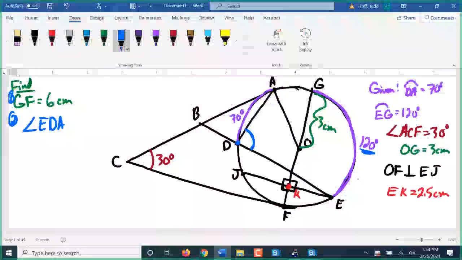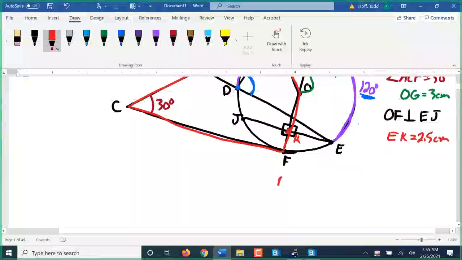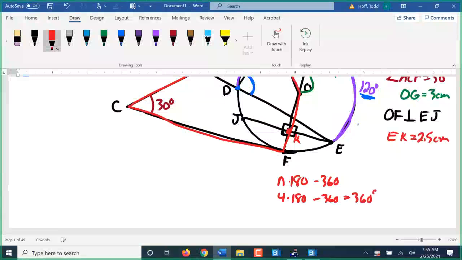Well, I can find that piece because, and we're going to stretch this a little bit, this right here in red forms a 4-sided figure. We know that a 4-sided figure, remember, the interior angle sum for any figure is the number of angles times 180, then minus 360. So 4 times 180 minus 360 gives us 360 degrees total.